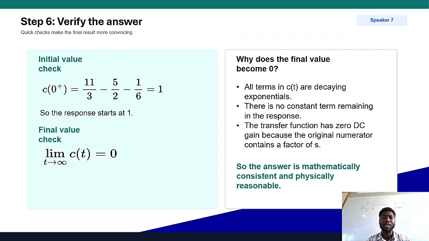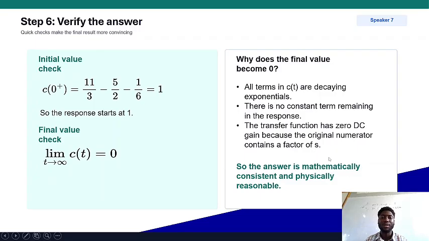I'm verifying the solution to see if it's correct. First, if you substitute t equals 0 into the final expression, the coefficients add up to 1. So the response starts at 1. Second, as t goes to infinity, every exponential term decays to 0, so the final value is 0. This makes sense because the system has zero steady state gain for a step input due to the factor S in the original numerator. So the answer is mathematically consistent and physically reasonable.